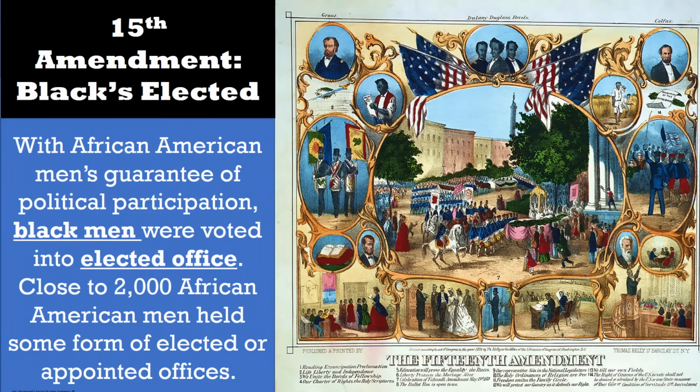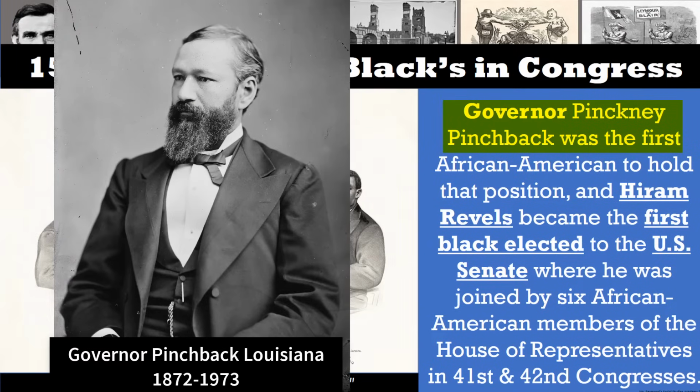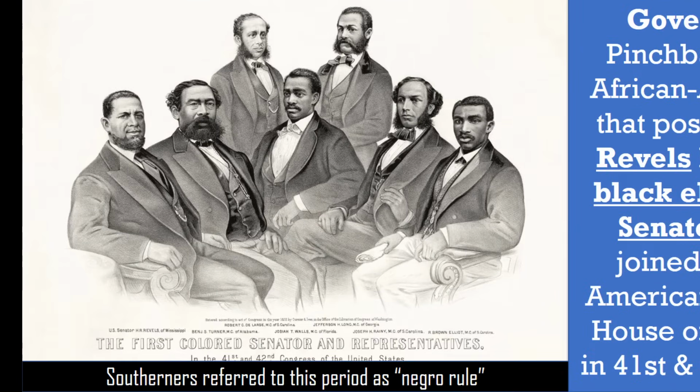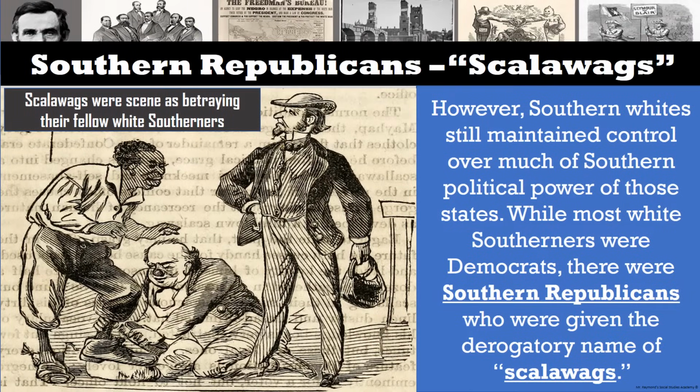However, with African American men's guarantee of political participation, black men were voted into elected office. Close to 2,000 African American men held some form of elected or appointed offices during Reconstruction. Governor Pinckney Pinchback was the first African American to hold that position, and Hiram Revels became the first black elected to the U.S. Senate, where he was joined by 6 African American members of the House of Representatives in the 41st and 42nd Congresses. However, Southern whites still maintained control over much of the political power in those states.